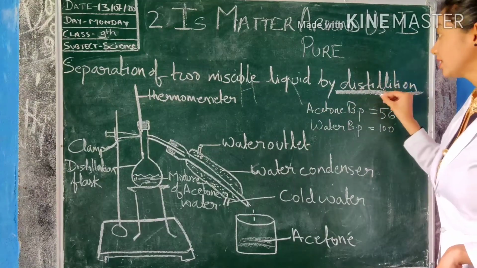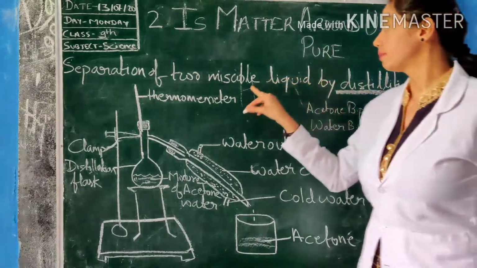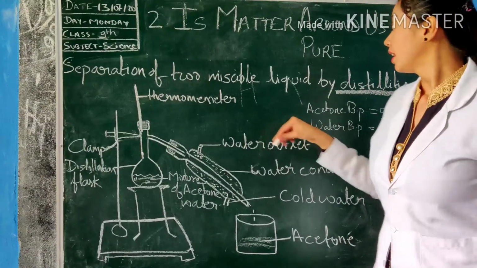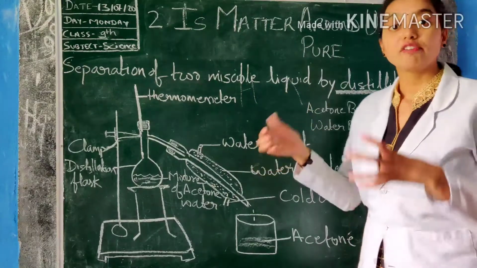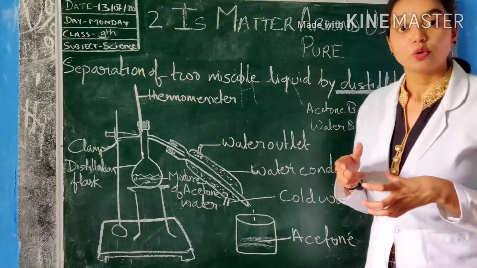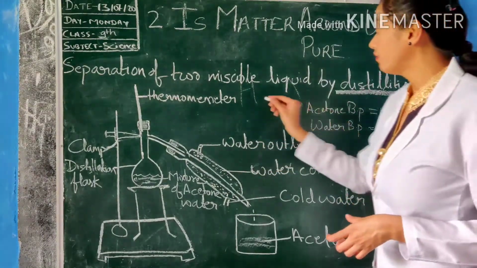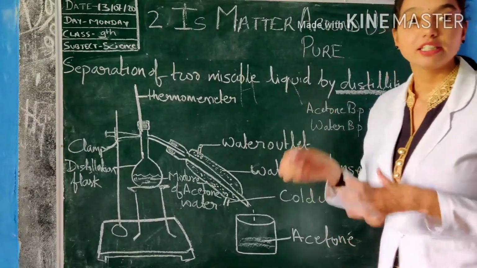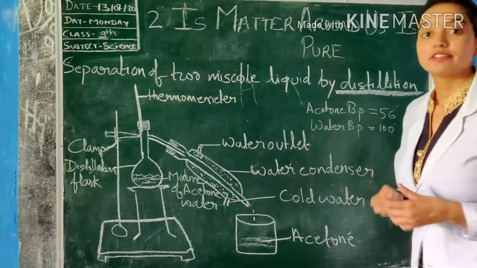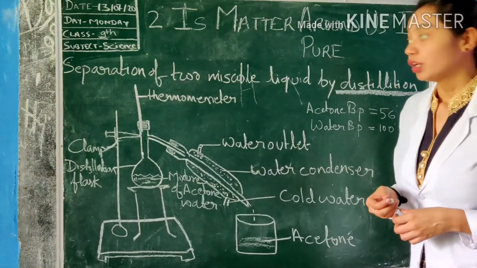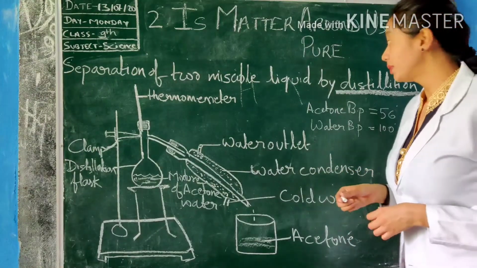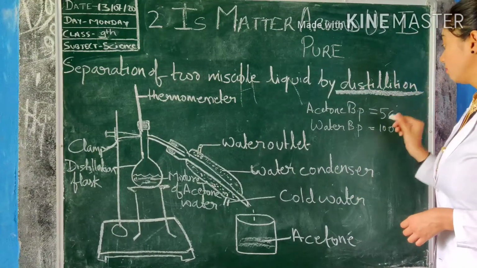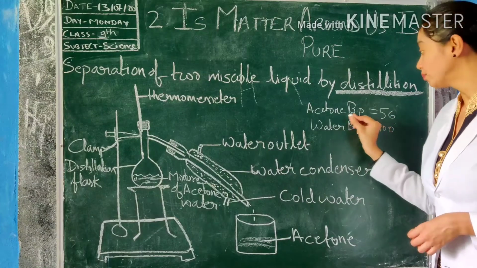Distillation is a process in which two miscible liquids are separated. Miscible liquids means both liquids dissolve in each other equally. Whenever two liquids are miscible in each other equally, it is a difficult task to separate the components. But there is a distillation process which works on the basis of boiling point.